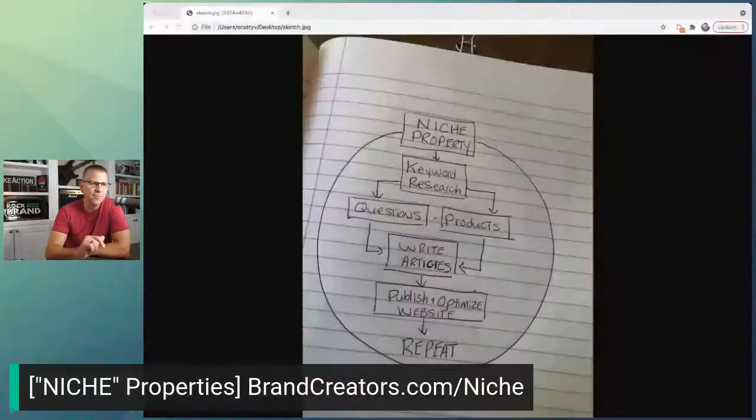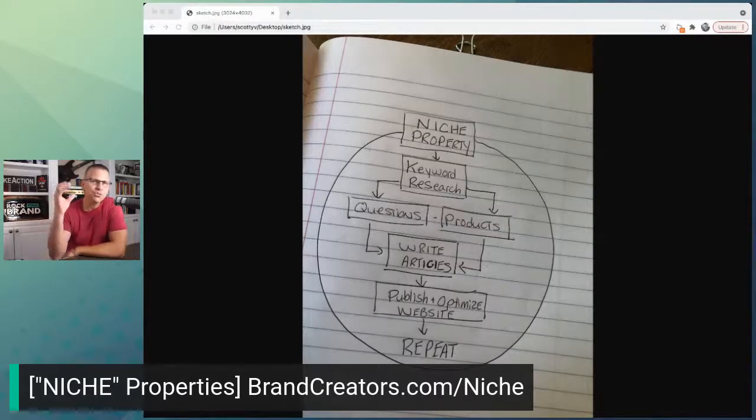All right, so cool. Let's just dig in here. I'm sharing a picture right now of something that I drew. It took me about 5 minutes to draw, and it isn't really a drawing. It's boxes and a circle and some arrows. But at the very top, it says niche property. And that's really what we're doing, right?